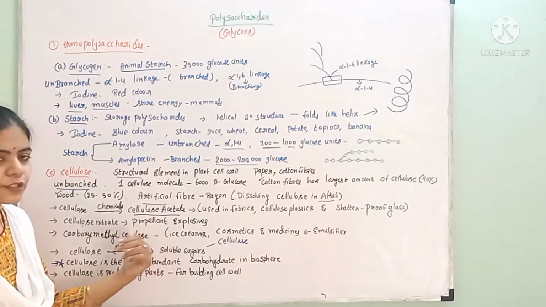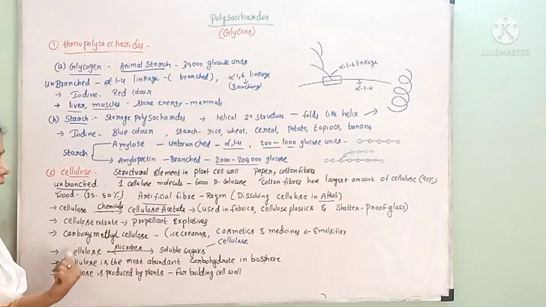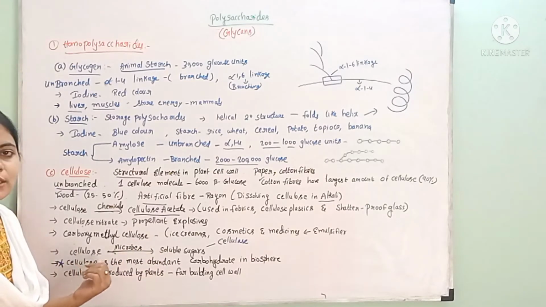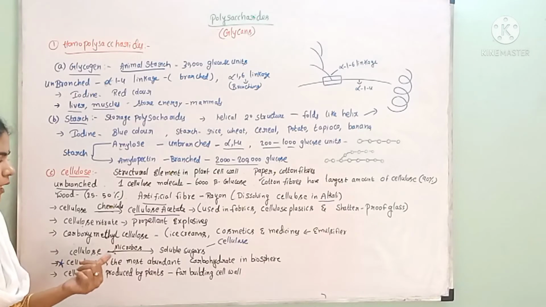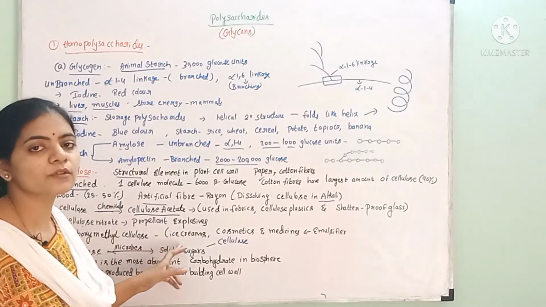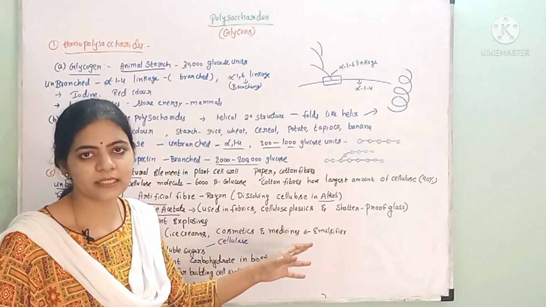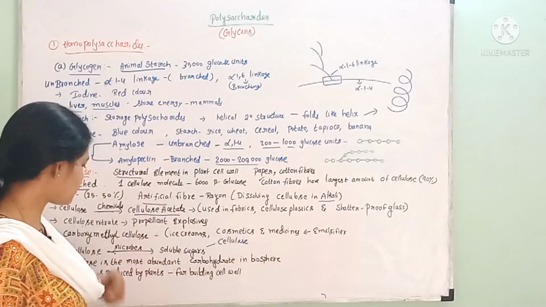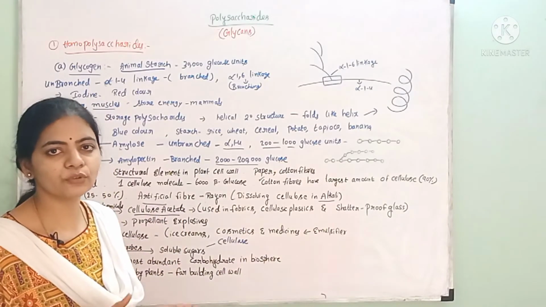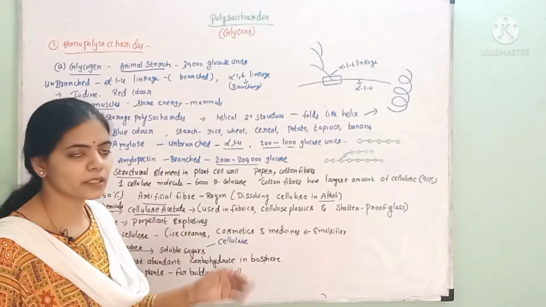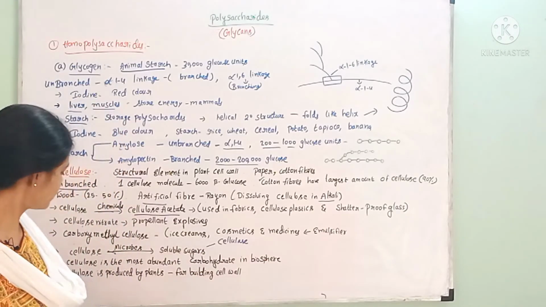In explosions, it is used as a propellant. And carboxymethyl cellulose is used as an emulsifier in making ice creams, cosmetics, and medicines. This carboxymethyl cellulose gives a smooth texture to these ice creams, cosmetics, and medicines.